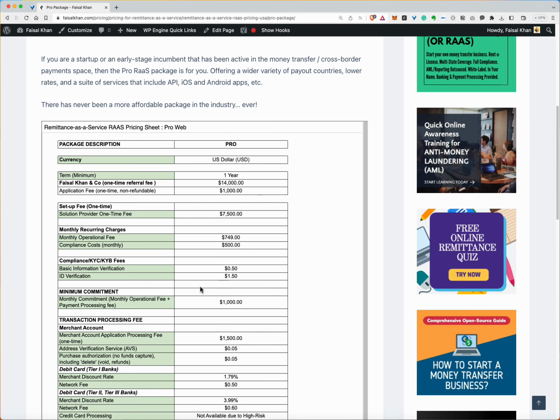Anyways, like I said, I wanted to share the information over here on what these charges are.